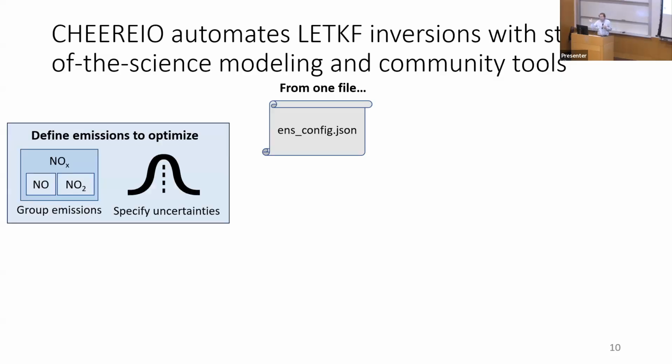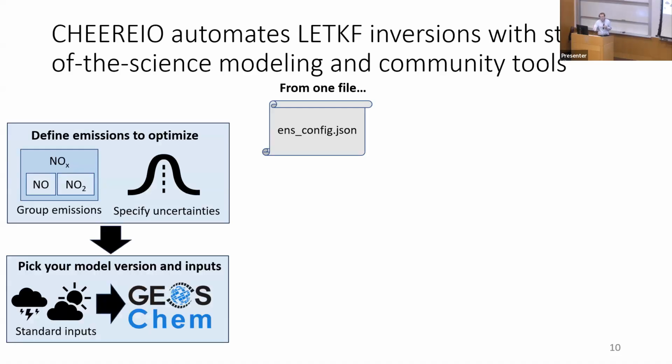So the idea is that with this one configuration file, you modify it and you decide what your optimization problem is. So you want to optimize NOx emissions in this case, and you specify how uncertain you are, and then you can pick your model version and your inputs. So all of this is pretty standard GEOS-Chem. If you have your own fancy version of GEOS-Chem that you've been modifying to add a new mechanism or something, you can use that, no problem. It's just the forward model.